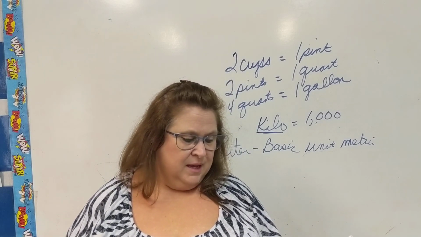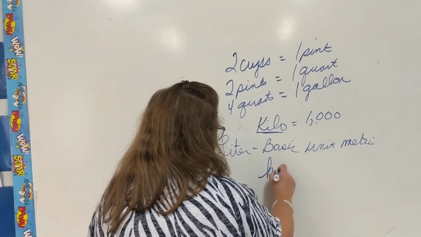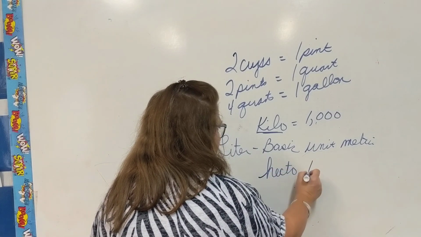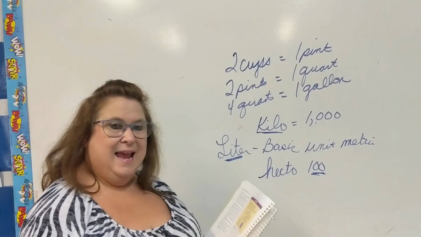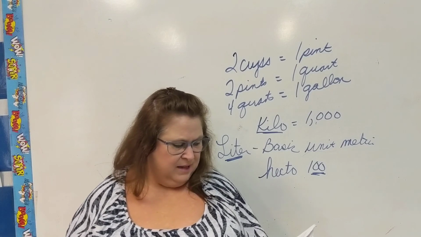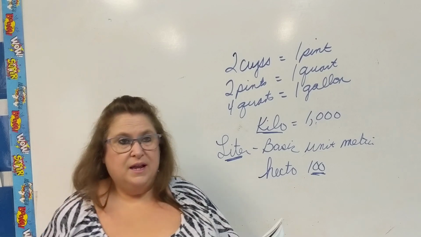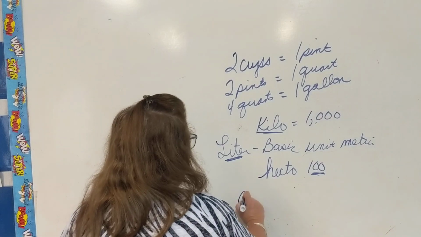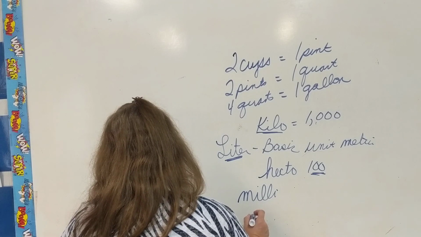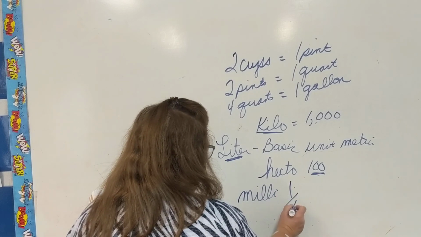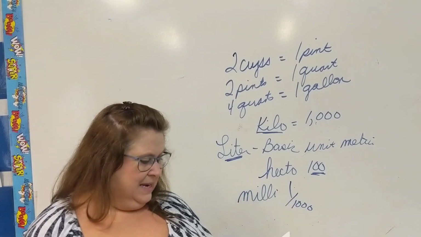Look at letter C. It says how many liters are in a hectoliter. What did the prefix hecto stand for? It stood for 100. So there's 100 liters in a hectoliter, right? 100 on your line. Then letter D says how many milliliters are in 1 liter. What did the prefix milli stand for? Y'all remember? For 1,000. So there's 1,000 milliliters in a liter.